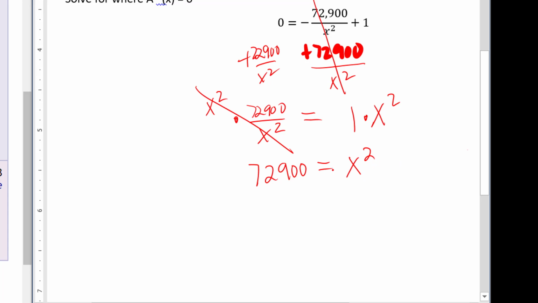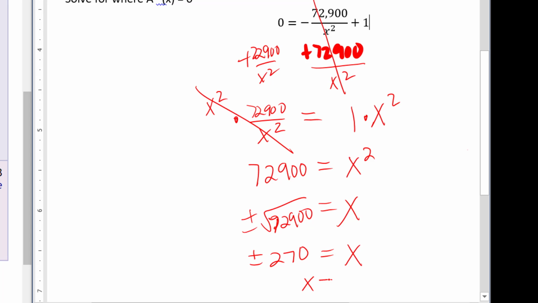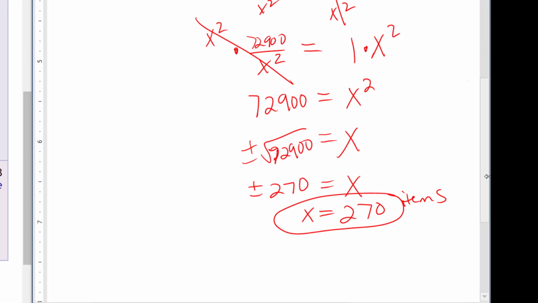To solve for x, we take the square root of both sides. And technically, there are two answers, plus or minus the square root of 72,900. And if you go to your calculator or go to Excel and calculate the square root of 72,900, you'll see that you get 270. So the solutions to this equation are positive 270 and negative 270. However, the only solution we care about is 270 positive, because again, we're talking about items, and items sold can't be negative.